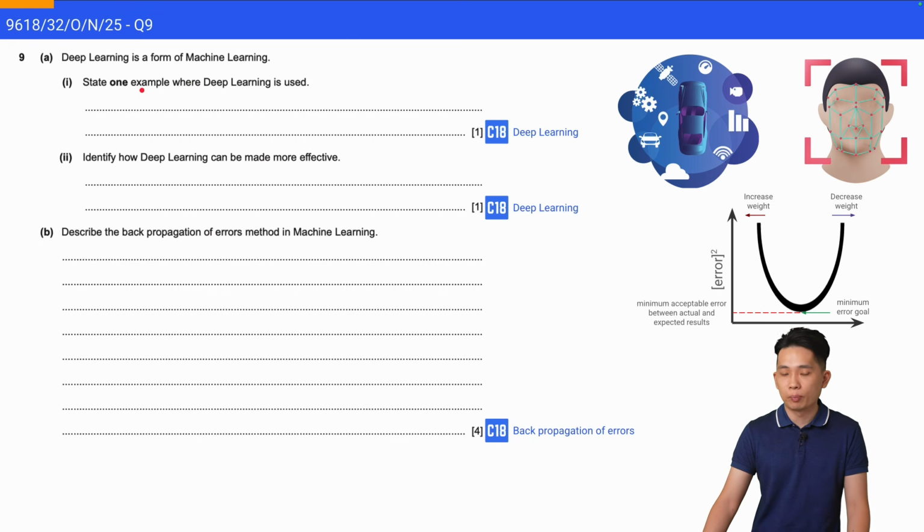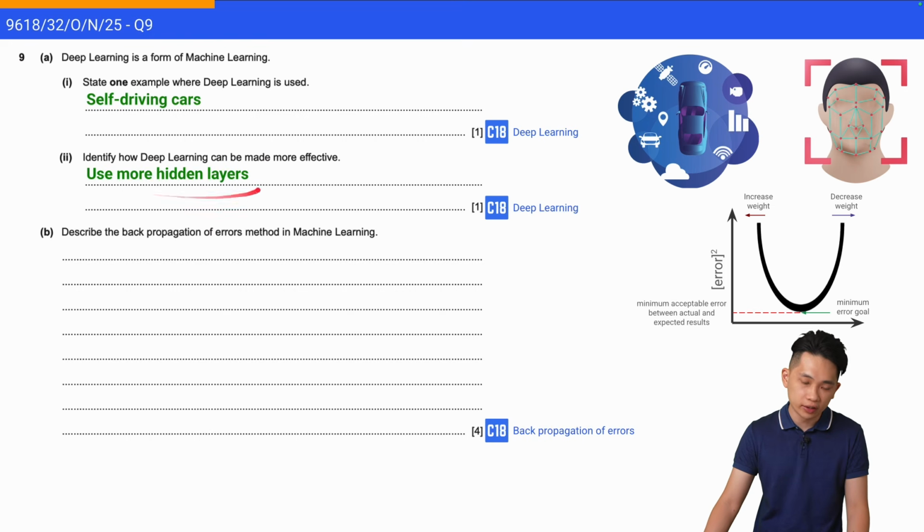Deep learning is a form of machine learning. State one example where deep learning is used. So the typical example would be self-driving cars. And then identify how deep learning can be made more effective. We can use more hidden layers.